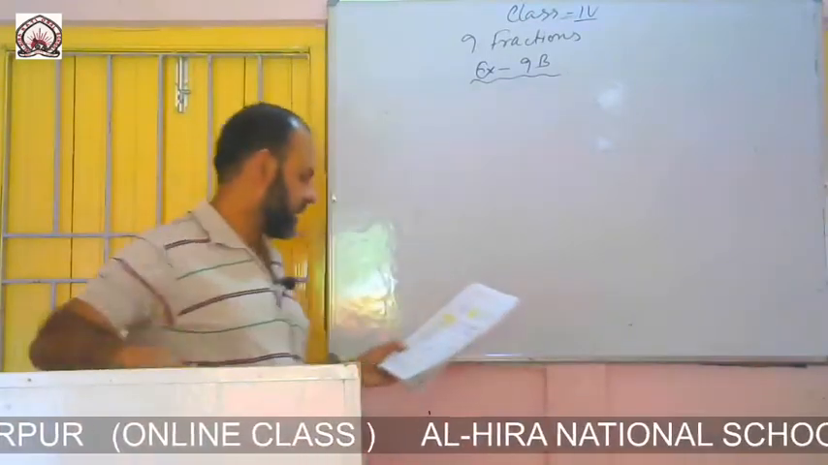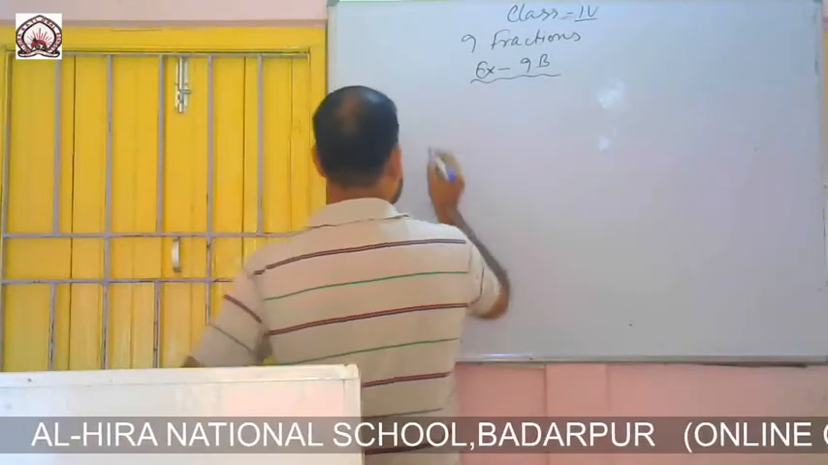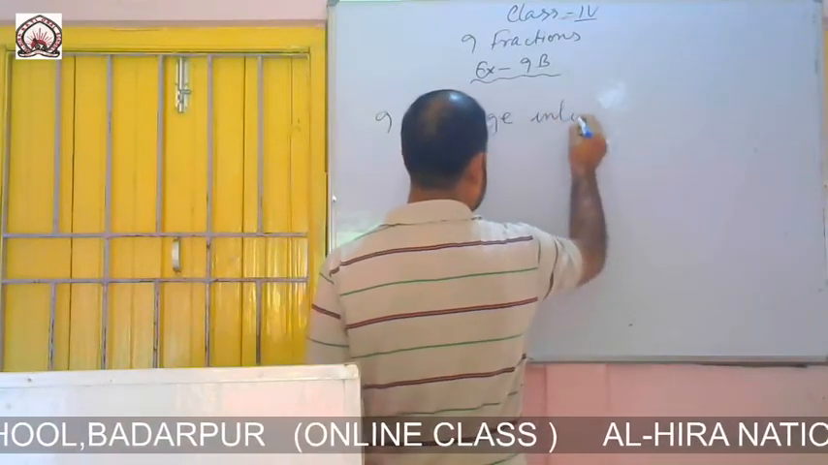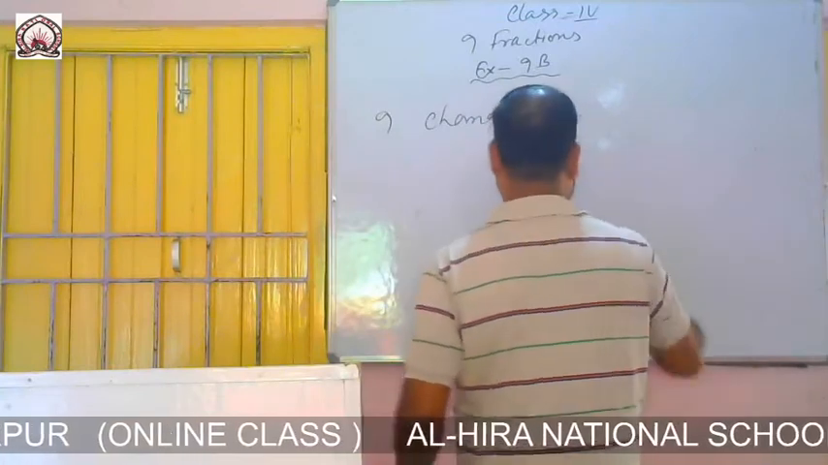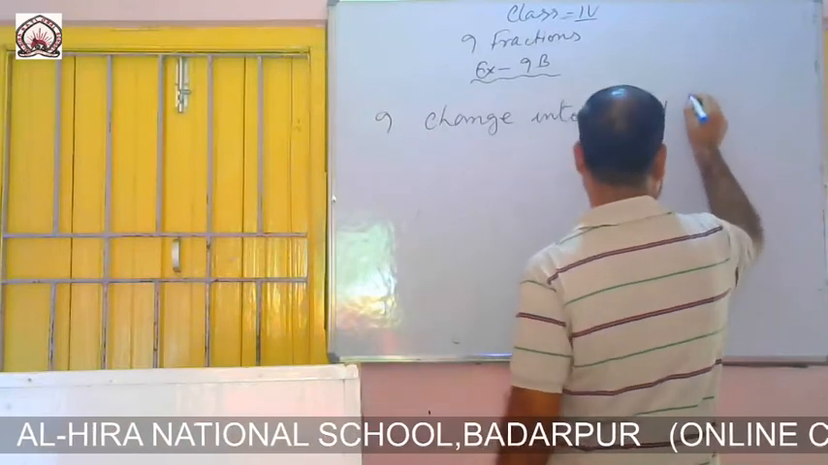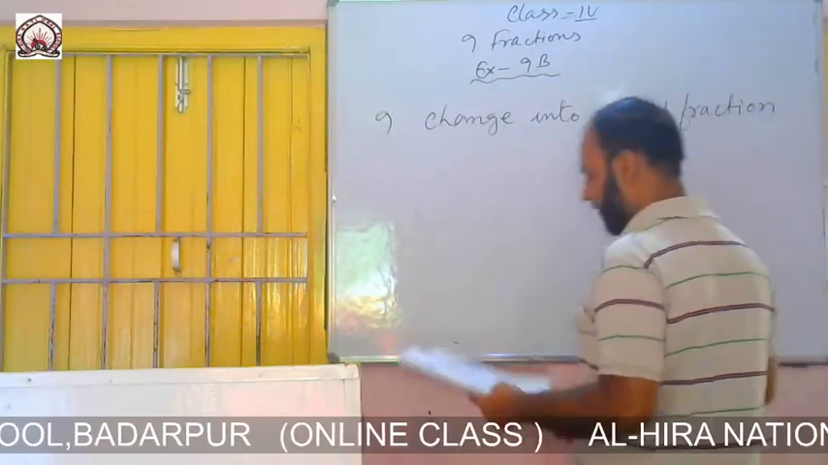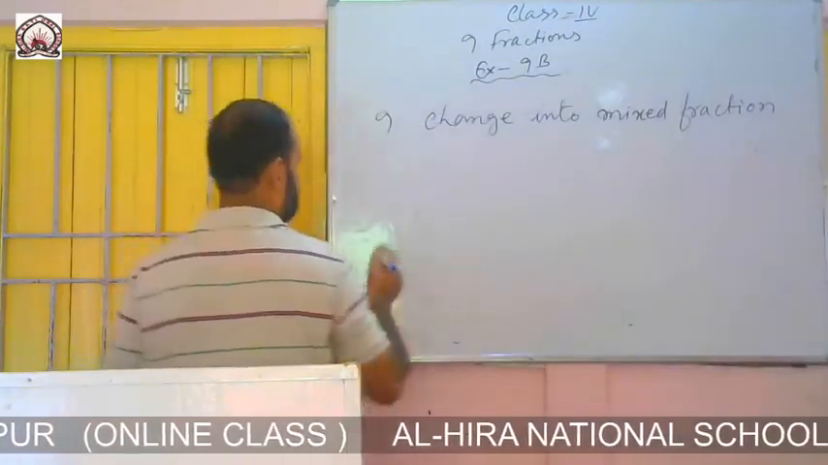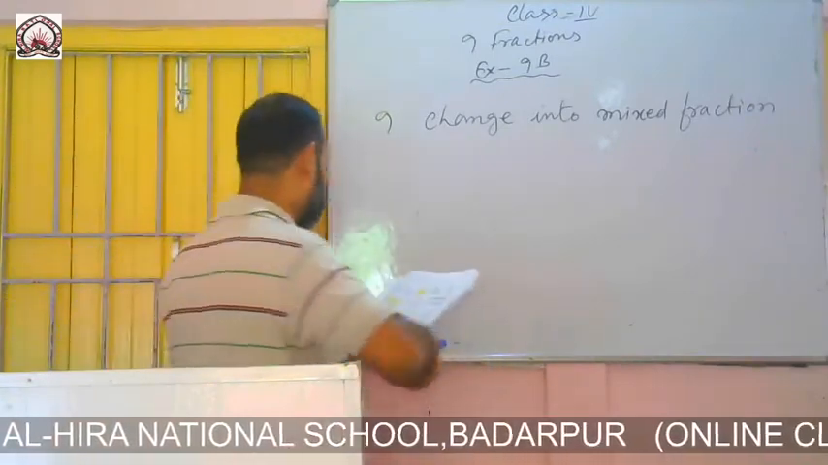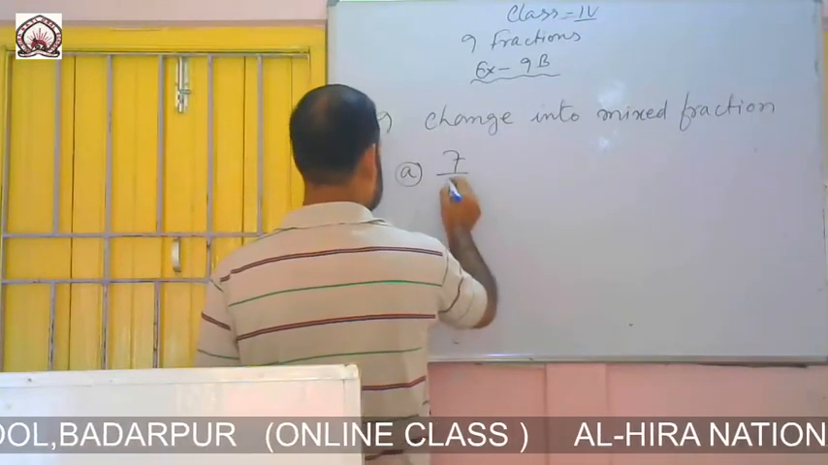Next, question number 9. Change into mixed fraction. We know if a fraction is an improper fraction, we can change it into a mixed fraction. So here question number 1, 7 by 2.